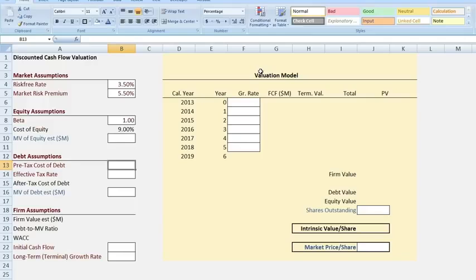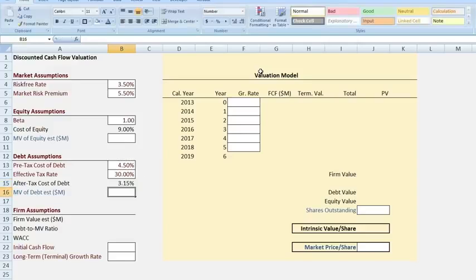The pre-tax cost of debt I'm just going to assume is 4.5%, and I'll assume an effective tax rate of 30%. This will allow me to calculate the after-tax cost of debt, which is equal to 1 minus the tax rate times the pre-tax cost of debt.